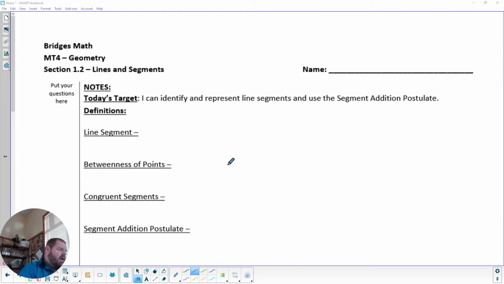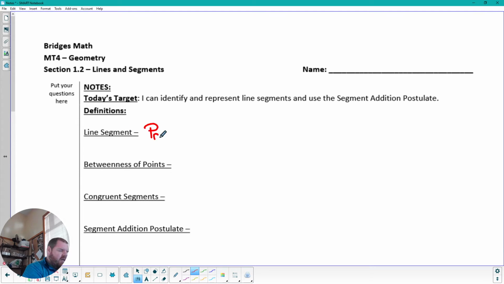So the first thing we have is a line segment. Now, the definition of a line segment is it is a portion of a line, or a segment of a line, a portion of a line that ends in points.